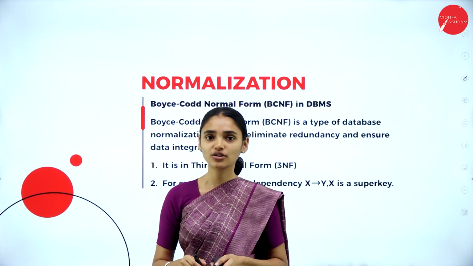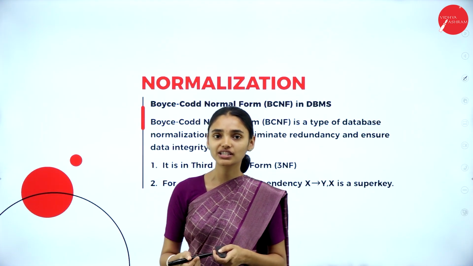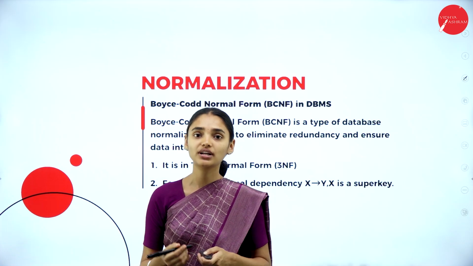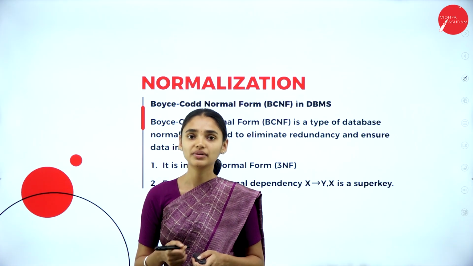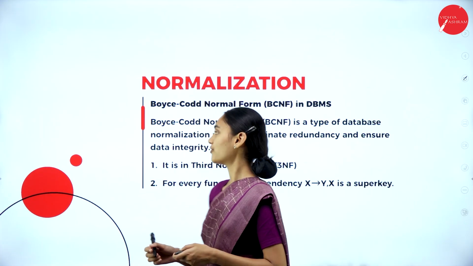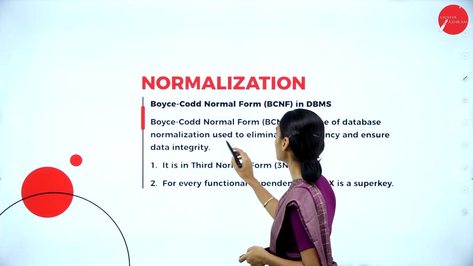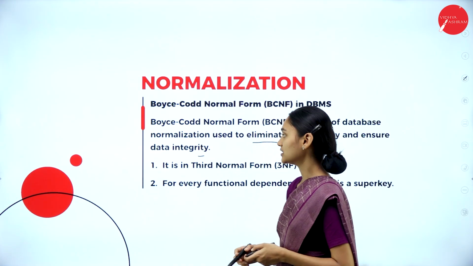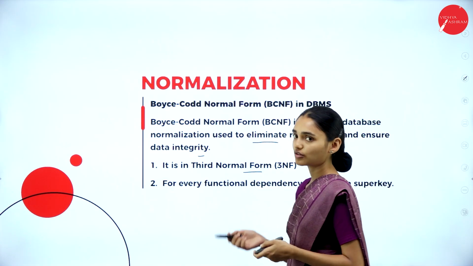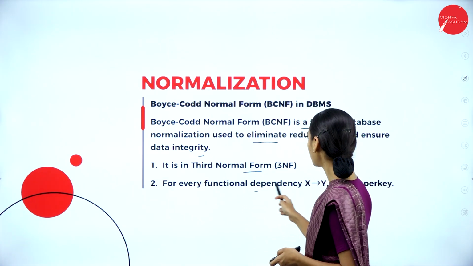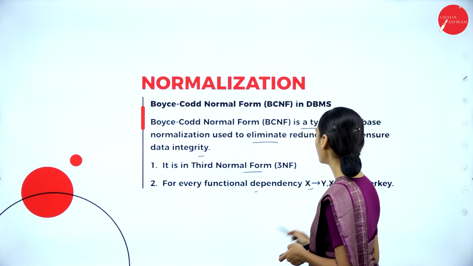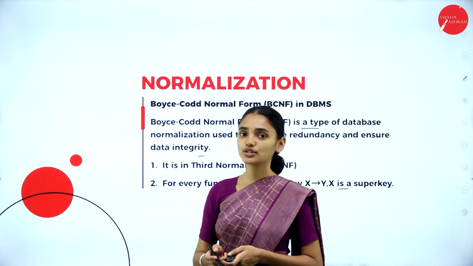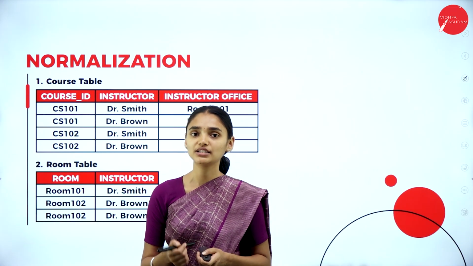Last one is Boyce-Codd normal form. Suppose we want to say that the table is in Boyce-Codd normal form, it must be in third normal form. It's an extension of third normal form. It's a type of database normalization used to eliminate redundancy and ensure data integrity. So it must be in third normal form. Every functional dependency X to Y, X is a super key. Here X is a super key, and we divide the table into two tables.